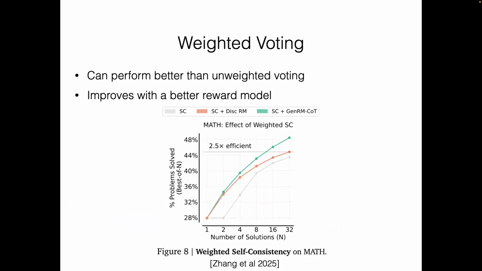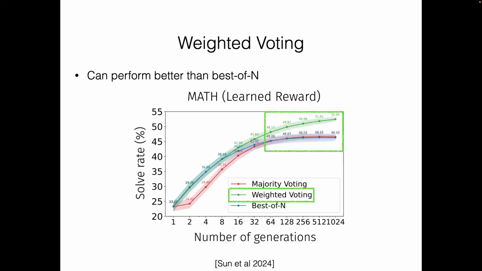So here's again looking at the generative reward modeling paper, and you could see that this weighted voting is doing better than the gray, which is the unweighted voting. And then sometimes this can also do better than best of n. So averaging over multiple outputs, or aggregating over multiple outputs, could be better than just picking the best output.